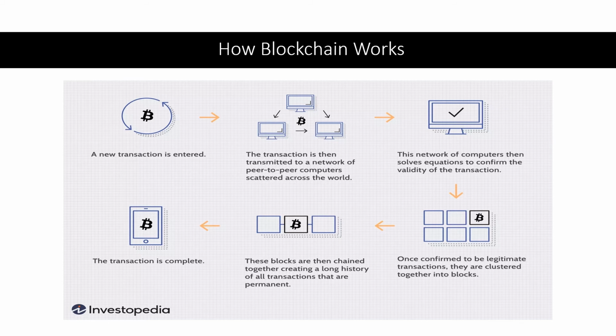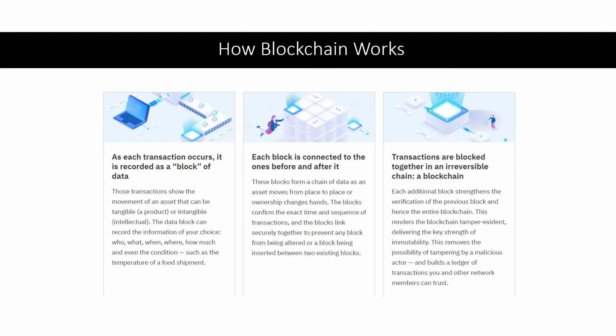During this whole 6 steps, there are 3 major events that have happened. As each transaction occurs, it is recorded as a block of data. Those transactions show the movement of an asset that can be tangible, a product, or intangible, intellectual. The data block can record the information of your choice: who, what, when, where, how much, and even the condition such as the temperature of a food shipment.